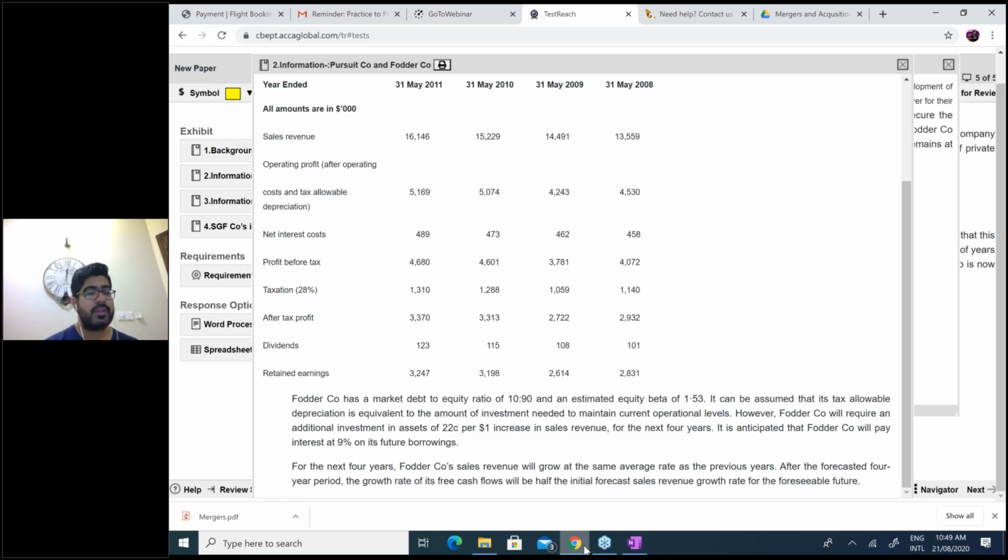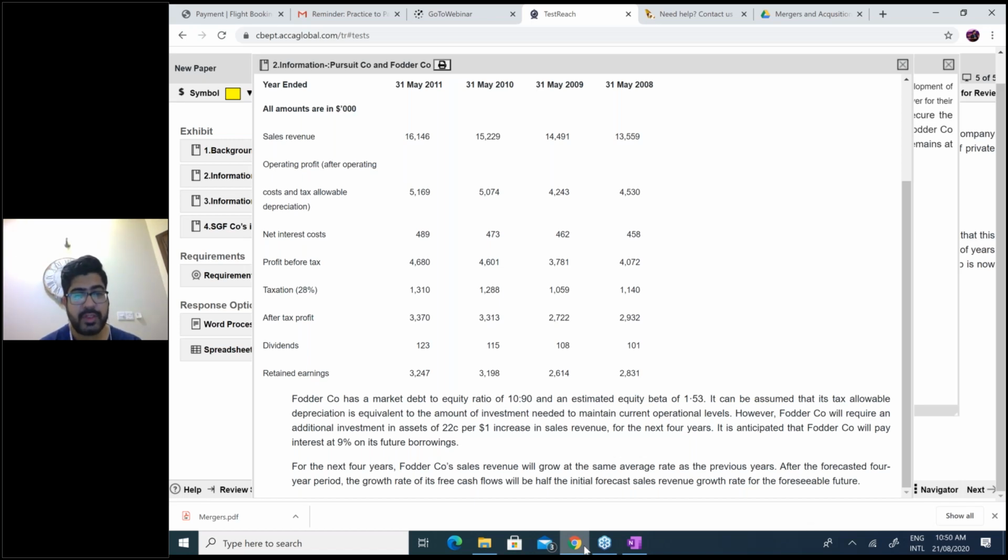Okay, so it's information about Fodder. Firstly, the 4-year historical revenue, operating profit, interest, PBT, tax, PAT and dividend was given. Fodder's debt to equity ratio is 1090%, equity beta 1.53. Assume its TAD is equal to the amount of investment needed to maintain operations, that is working capital. However, Fodder needs an additional 0.22 per dollar increase in revenue for the next 4 years. Fodder will pay 9% interest on its borrowings. Last para of this exhibit 2.